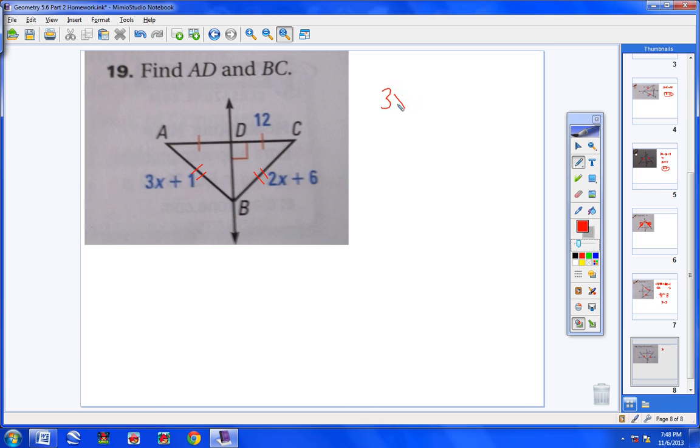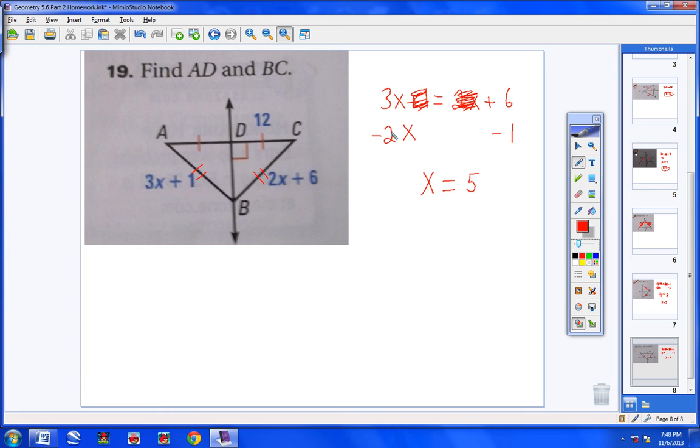So I have 3x plus 1 equals 2x plus 6. I'm going to quickly bring my 2x over here and bring my positive 1, make it a negative 1, bring it over there. So if I do that correctly, the 2x becomes negative 2x, the positive 1 becomes a negative 1, this is gone, this is gone, and I'm left with 3x minus 2x is 1x, or just x, and a positive 6 and a negative 1 would be positive 5.